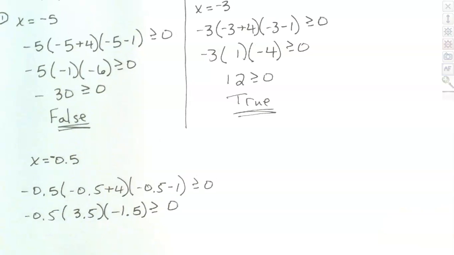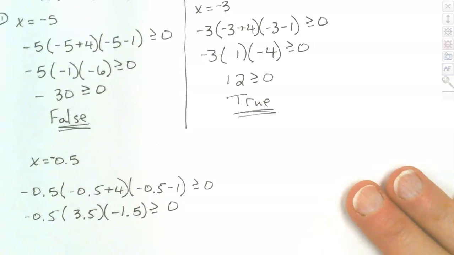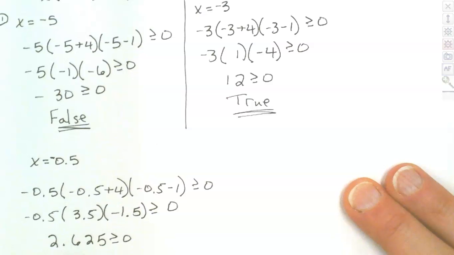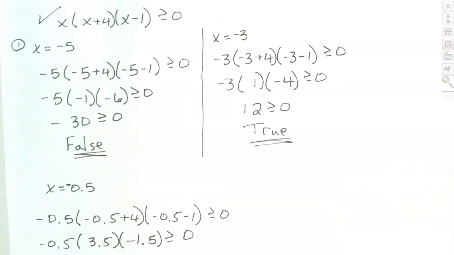And multiplying across, we now have 3.5 times 1.5. Okay, so negative times negative makes it positive, positive 2.625. And that is now going to be greater than or equal to 0. So that would then be what? True again. So they don't always have to alternate.